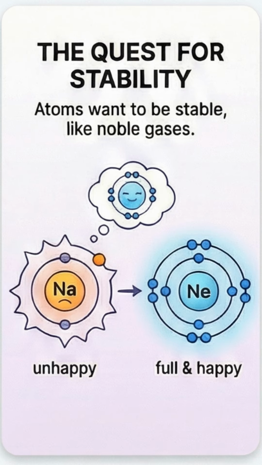Atoms are most stable when their outer electron shells resemble those of noble gases, which already have full valence shells. When an atom's outer shell is not full, it is relatively reactive. To become more stable, atoms tend to lose, gain, or share electrons until that outer shell is complete.